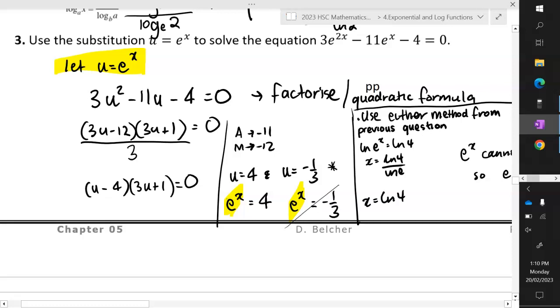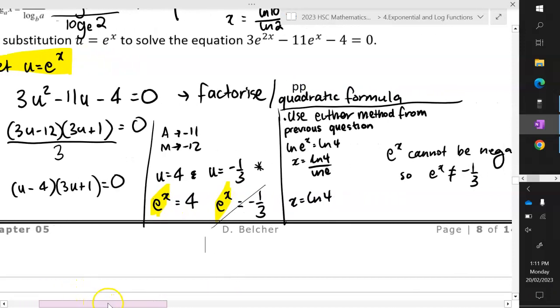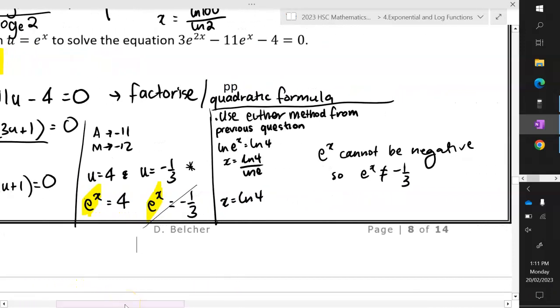Now, I've written a note over here. You can use either method from the previous question to answer this. You can either take the log of both sides and solve for x, or you could get that into a logarithmic form and solve for x either way. So I want you to pause the video and see if you can solve that one for me. I've done it by taking the log of both sides, but again, you might want to use the other method by getting it into its log form. Either way, we're going to end up with x is equal to log of 4 as our answer.